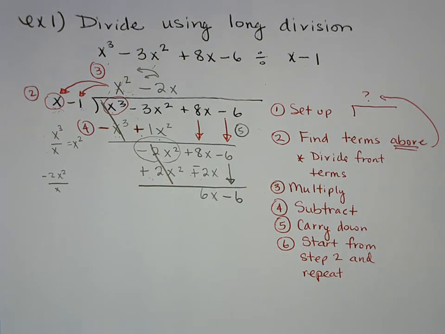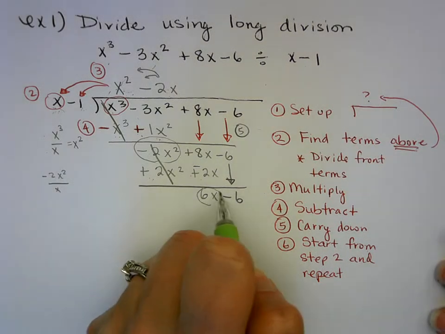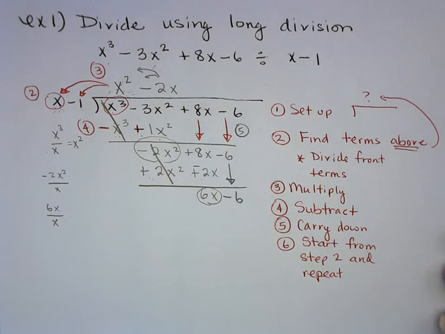Okay? Wow. It's a never-ending problem. Until we reach it. So we got a new front term, right? So we're going to do 6x divided by the x again.